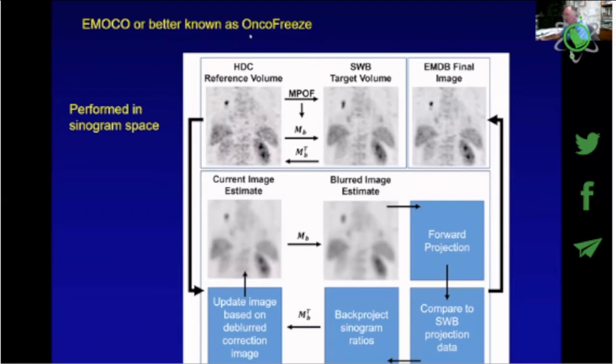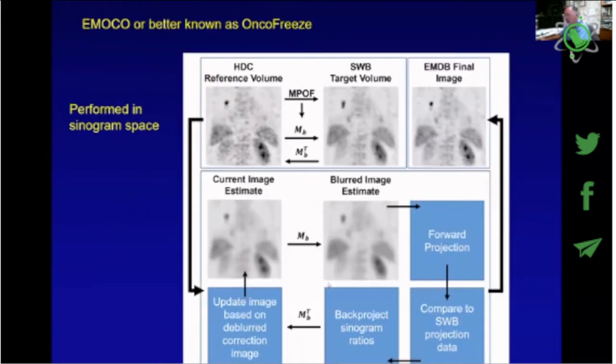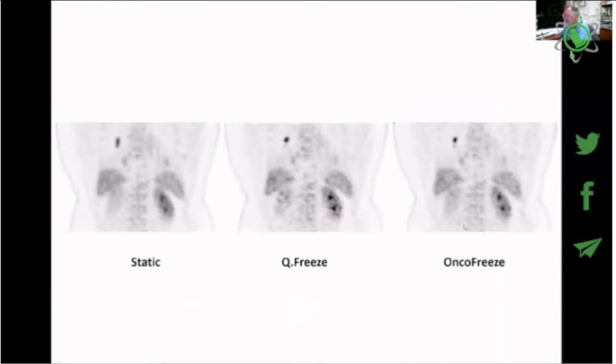Siemens in this case calls that OncoFreeze, compared to General Electric that calls that QFreeze. Image space versus sinogram space. When you look at these next to each other, this is when we acquired the PET data without any motion correction. You can see here the lesion is blurred out because we did not correct for motion.